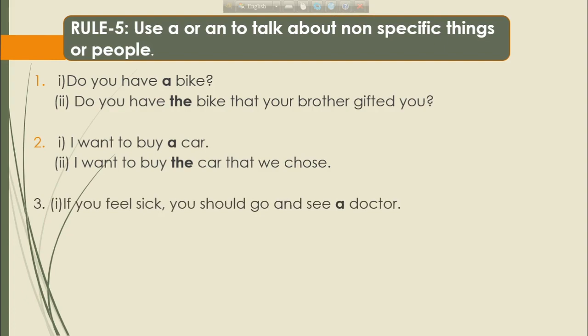When we say that if you feel sick, you should go and see a doctor, maybe you feel sick now. I'm suggesting you go to a doctor. Here I'm not meaning some specific doctor. You can go to any doctor.